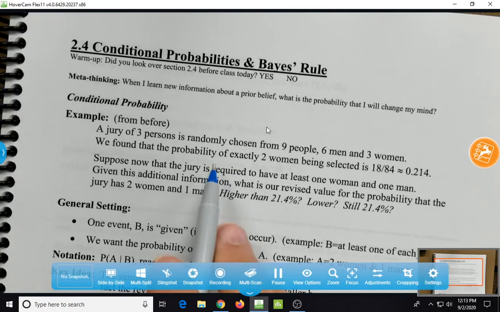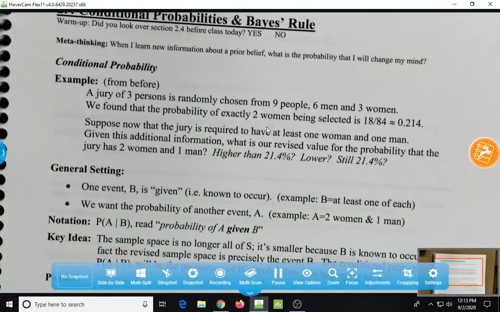We have a jury of 3 persons randomly chosen from 9 people, 6 men and 3 women. We found that the probability of exactly 2 women being selected is about 21.4%. But now suppose that the jury is required to have at least 1 woman and 1 man. Given this additional information, what is our revised value for the probability the jury has 2 women and 1 man? Would we go higher, lower, or stay the same?